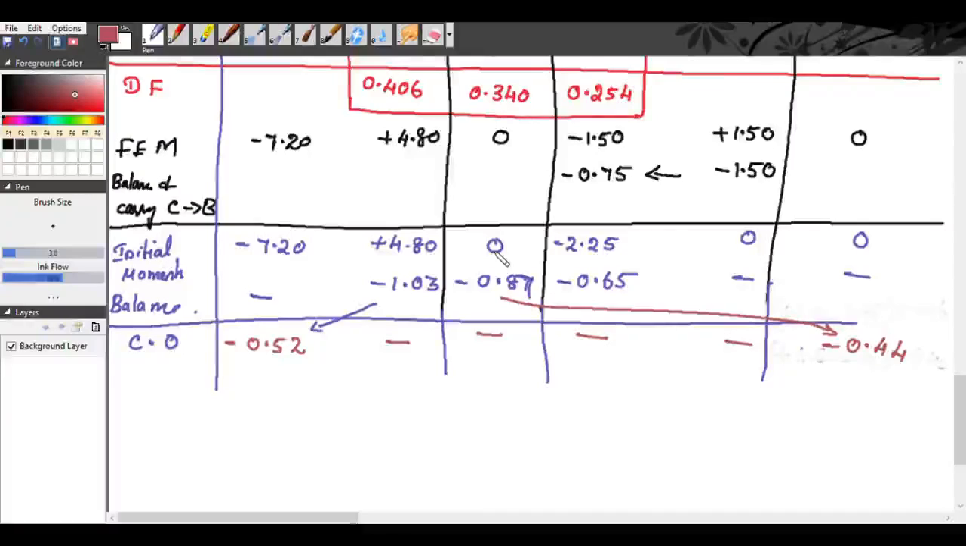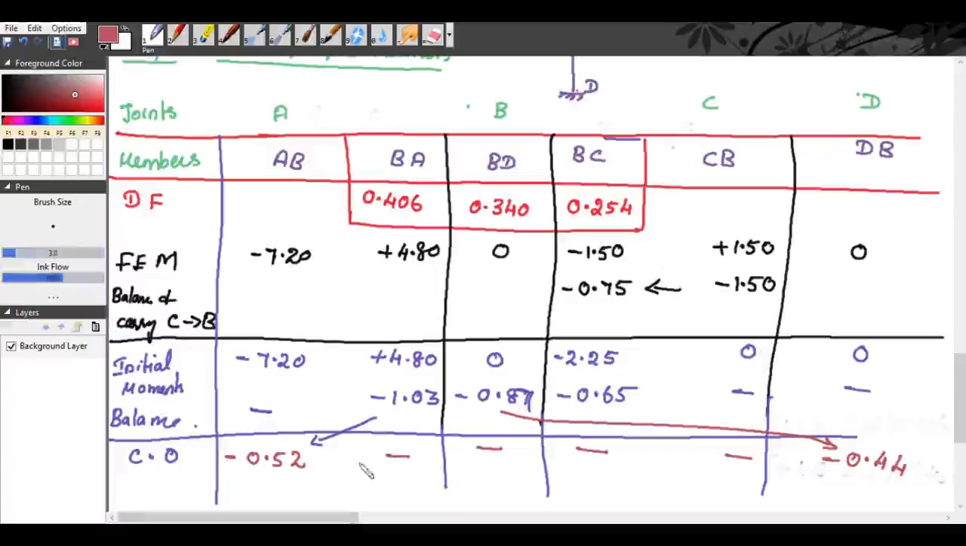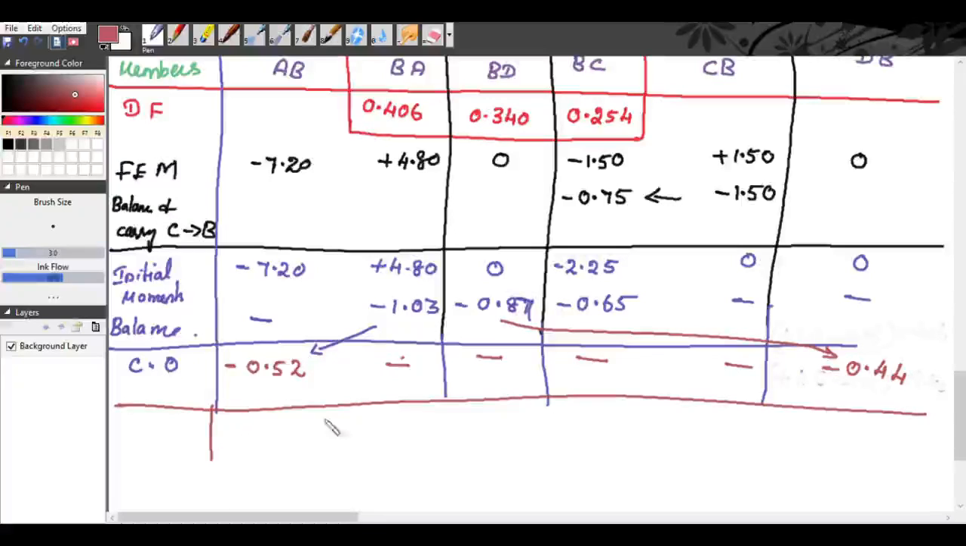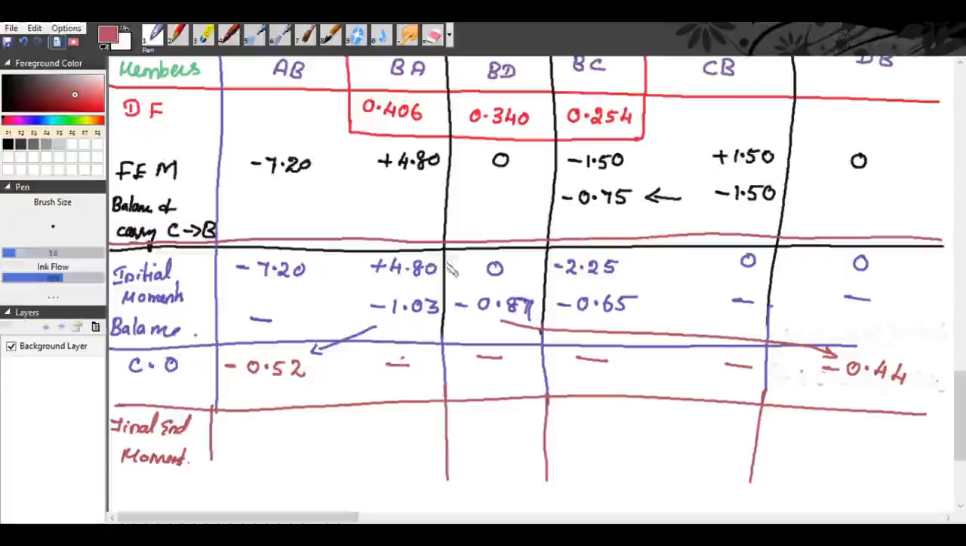Okay, so you see, next step will be balancing, but there is nothing to balance. At B we do not have any moments for balancing. So we will stop here. This is our final moments. Final end moments. So we have to start, see here we have to put a double line actually. So we have to start from this.